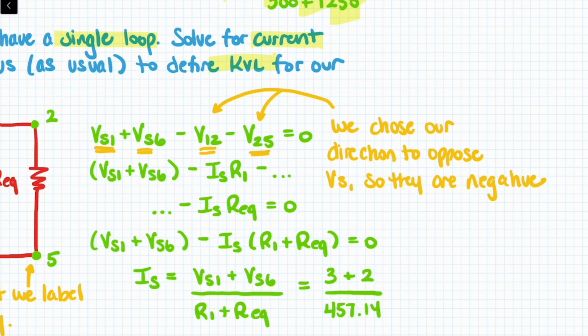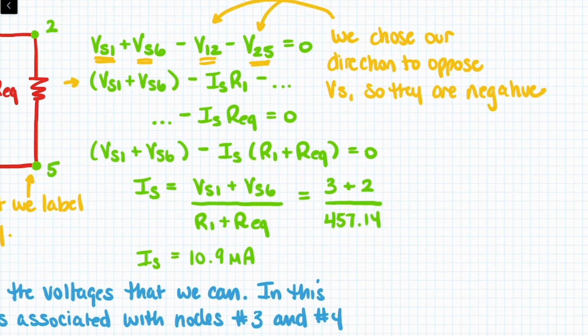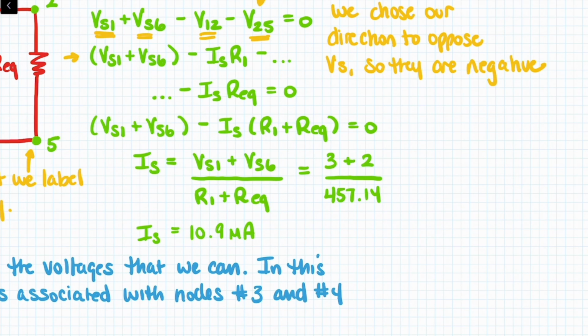Okay, so in this step right here, what we've done is we've grouped together the two sources, and we've replaced V12 and V25 with their Ohm's law-based equivalences, both of which are then in turn dependent on IS, right? There's only one loop flowing, only one current flowing through this loop. We can then group together our resistances.